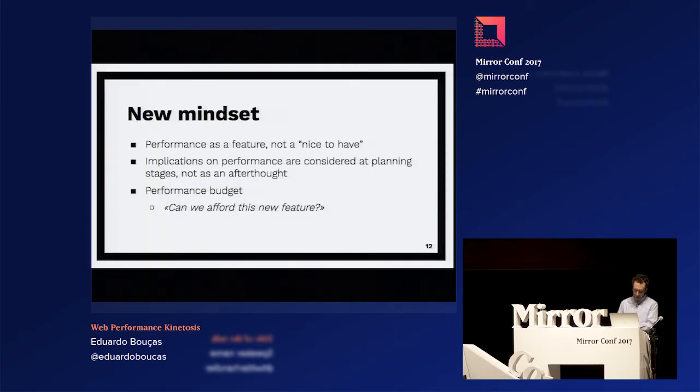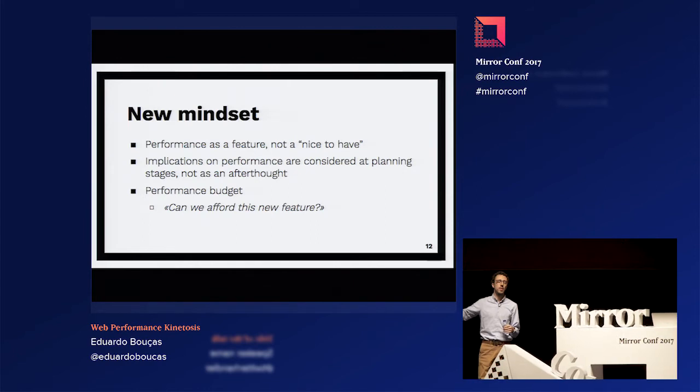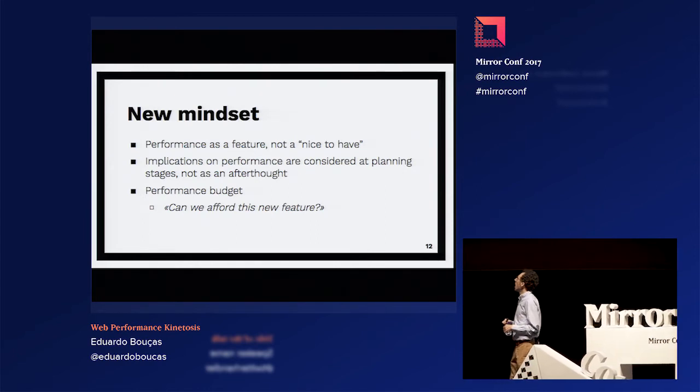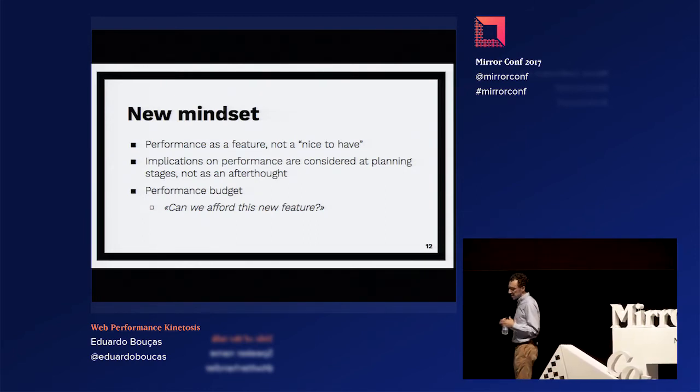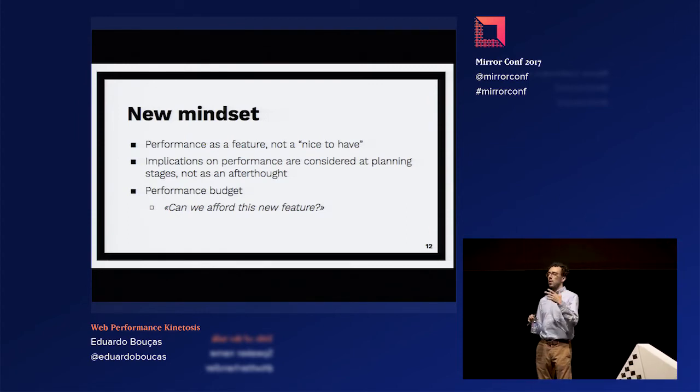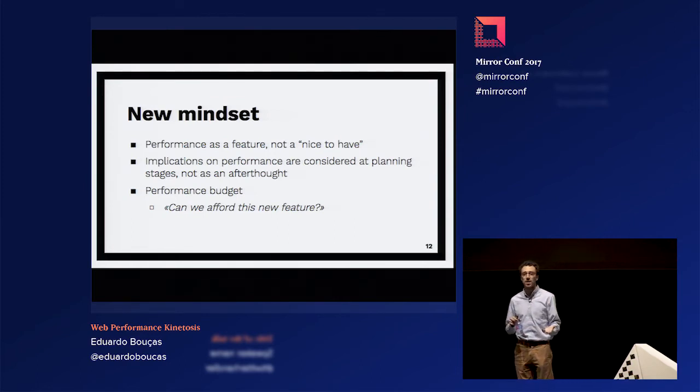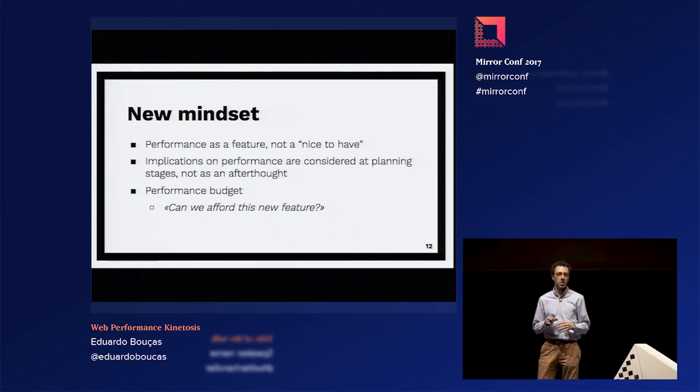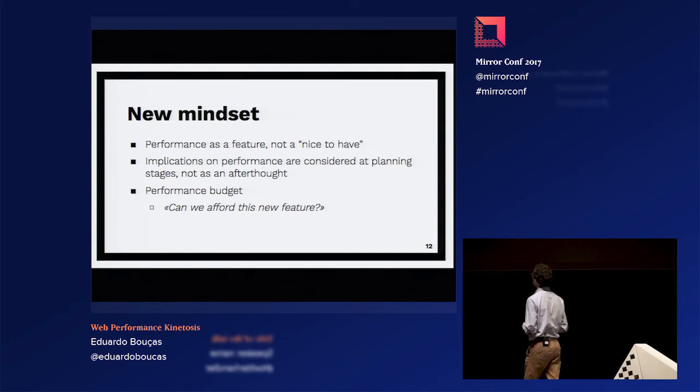So we're really talking about changing the mindset of the organization when addressing web performance. So we're asking them to think about performance as a feature, and not as a nice to have that you throw at the end of the sprint if you have time. We're talking about considering the implications of something on the web, on the performance of your website at a planning stage, and not just dealing with the consequences as an afterthought.